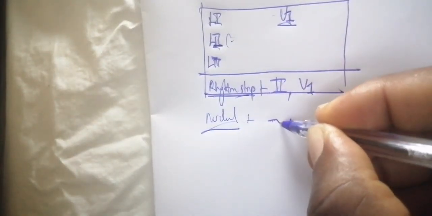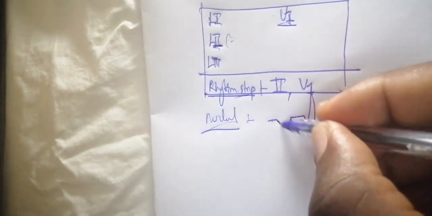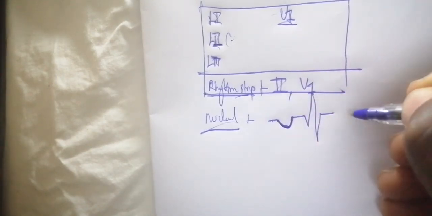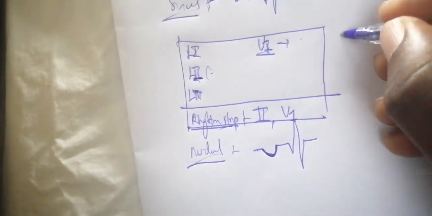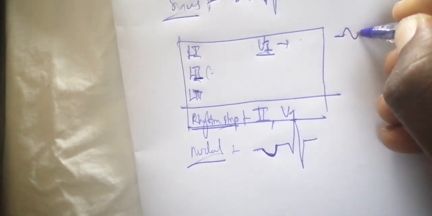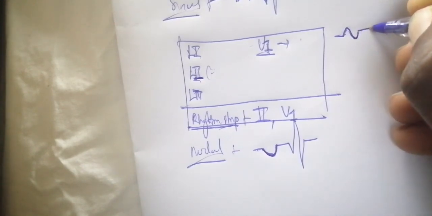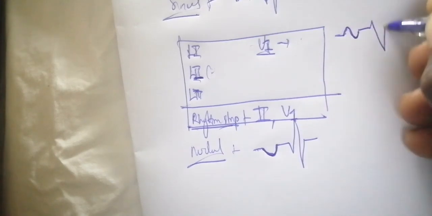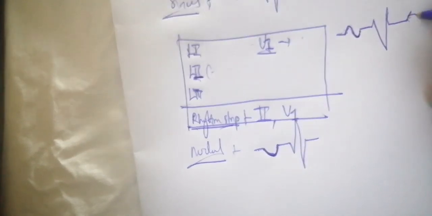For a nodal rhythm, on limb lead 2 you are going to have an inverted P wave and a QRS complex. If you have an inverted P wave on limb lead 2 and a QRS complex, that is a nodal rhythm. I forgot to tell you that on V1, the P wave normally has two parts: a positive aspect and a negative aspect. Then you have a predominant S wave in the QRS complex, and then the T wave.